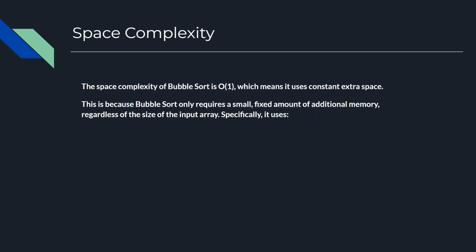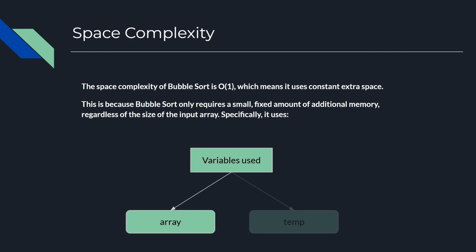Finally, let's discuss the space complexity. Bubble sort's space complexity is O of 1. This means it only uses a constant amount of extra space, regardless of the input array size. The only extra memory it needs is for the array itself and a temporary variable, temp, for swapping elements. There are no additional data structures, which keeps the memory usage low.